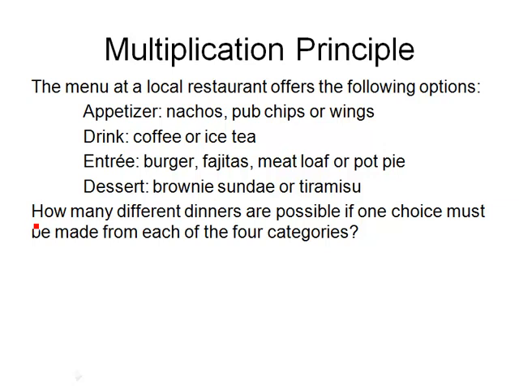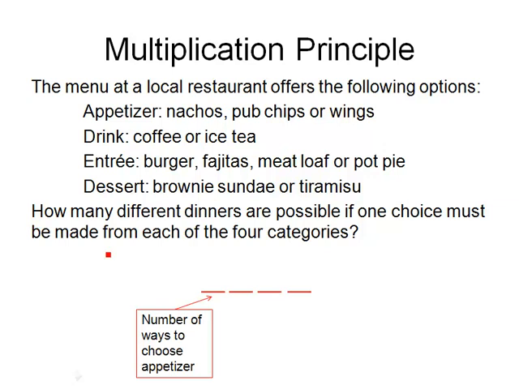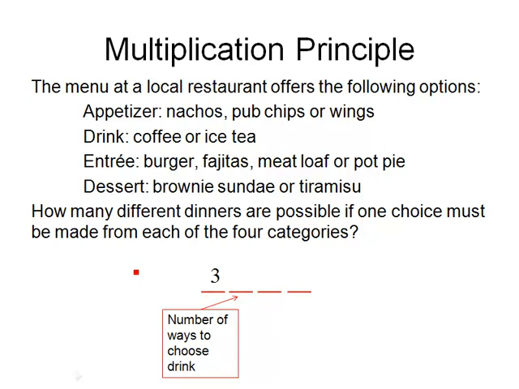So let's take a look at what our possible choices are. There are going to be 4 choices. We need to choose the appetizer, the drink, the entree, and the dessert. So to begin with, we have to figure out how many ways there are to choose the appetizer. Since we're choosing from pub chips, nachos, or wings, there are 3 ways to do that. For the drink, there are 2 ways to choose it because we're choosing from coffee or iced tea. So we multiply by 2.